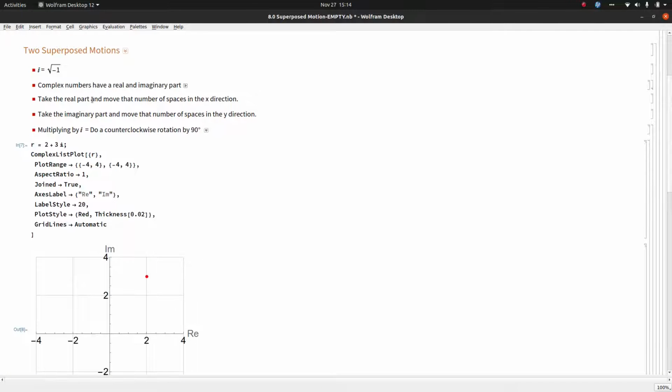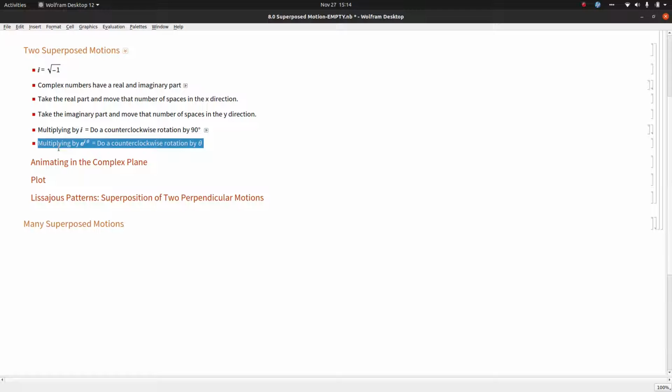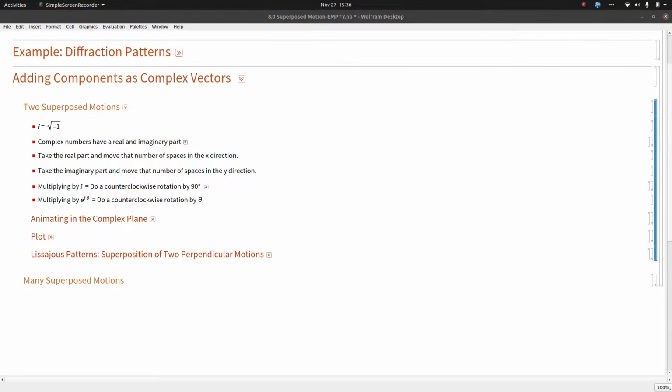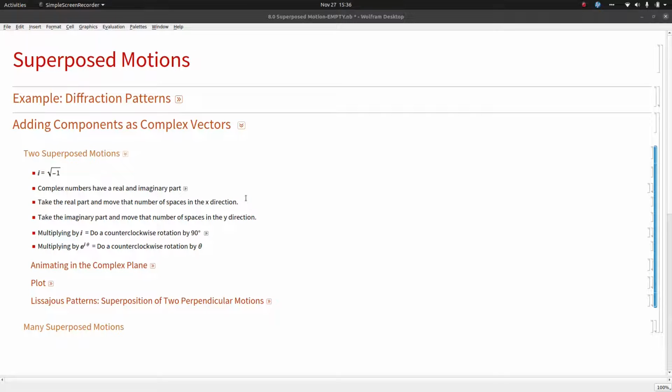And we talked about how we could represent that in different ways. So we talked about how we could rotate that complex number in the complex plane by multiplying by i, or equivalently by multiplying by e to the i theta, which would give you a counterclockwise rotation by theta degrees. So we are going to show how to add simple harmonic oscillators, how to superimpose their motions by adding complex exponentials that look like e to the i omega t.